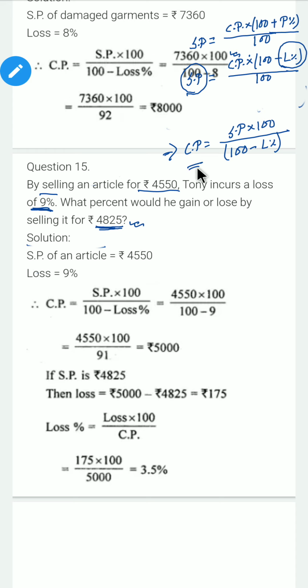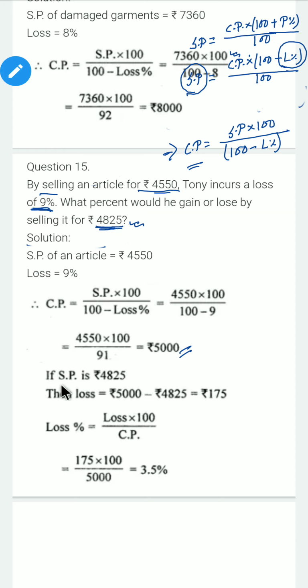We have to use this formula. Selling price is given, selling price is 4,550. Loss percentage is also given, 9%. Just use this formula, you will get the cost price of the article. Now second time he sells the article for 4,825 rupees. So this time how much he will get profit or loss, you have to find.